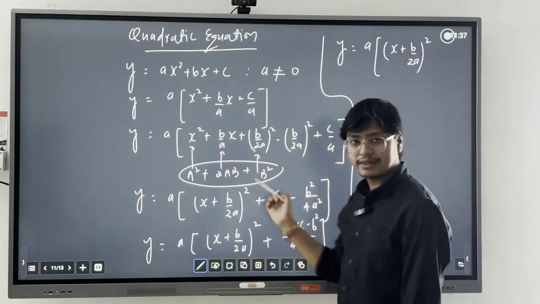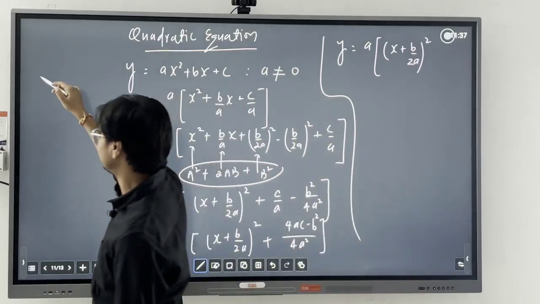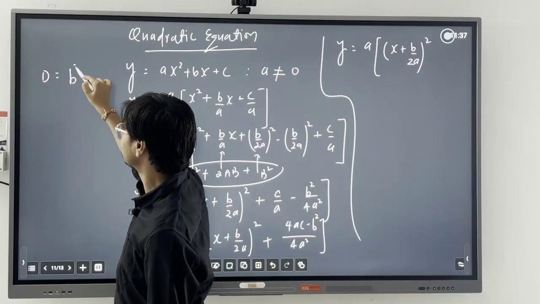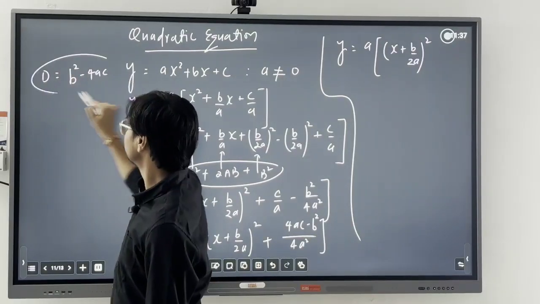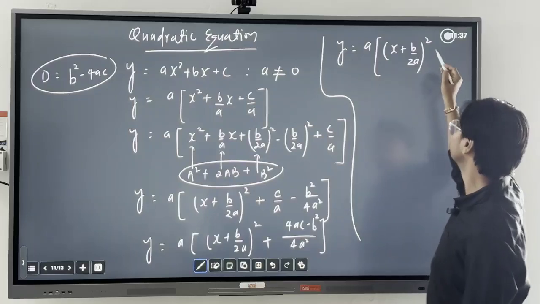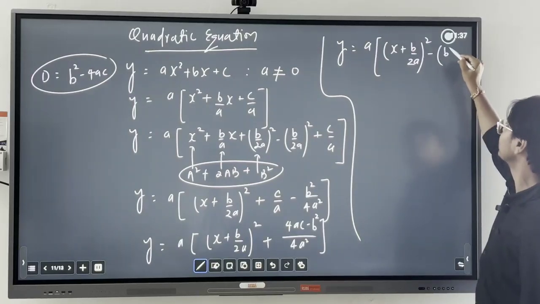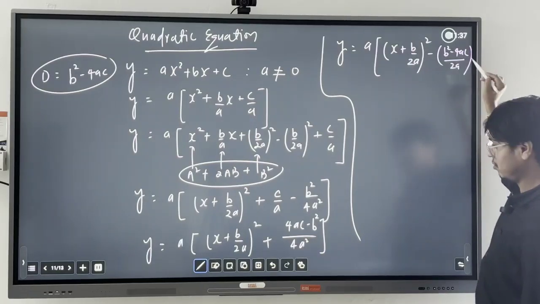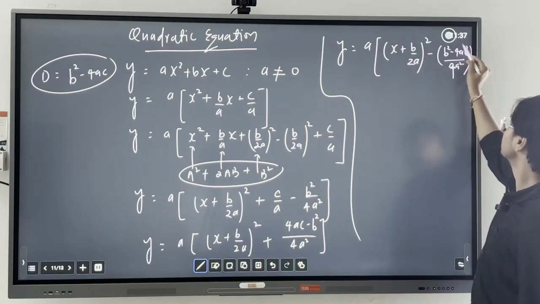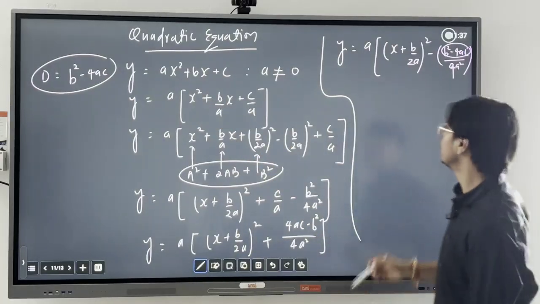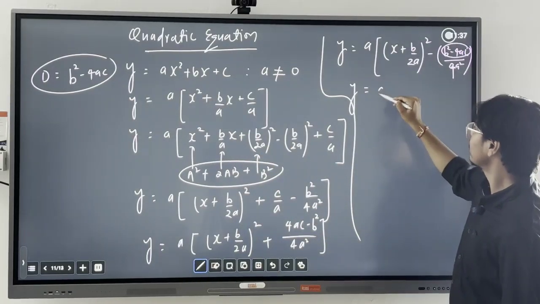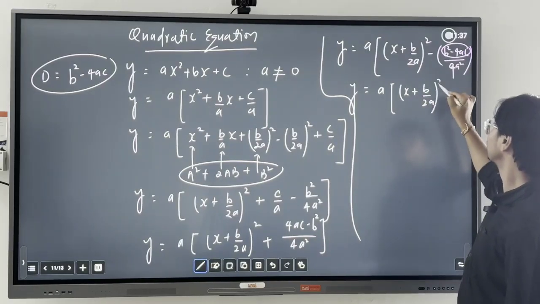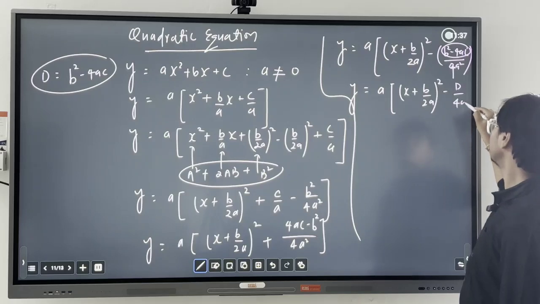In the quadratic equation, a concept is described as the discriminant. So the discriminant is D, which is used to find the nature of roots. The discriminant is defined as b square minus 4ac. If we take the minus sign common from this term, that will become minus of b square minus 4ac upon 4a square. So b square minus 4ac is the discriminant, that is D. So y will become a bracket of x plus b upon 2a whole square minus D upon 4a square.